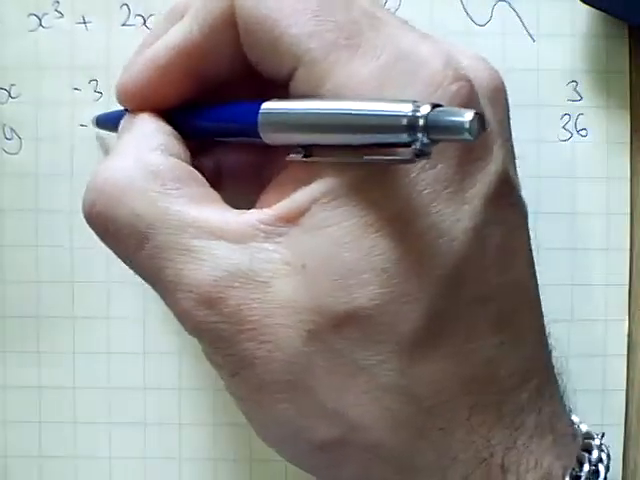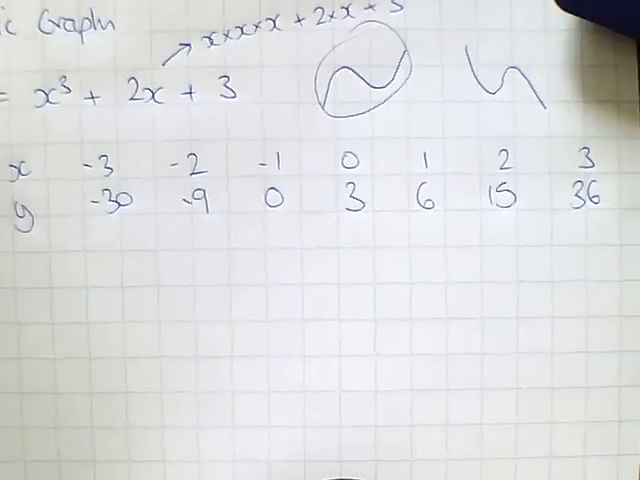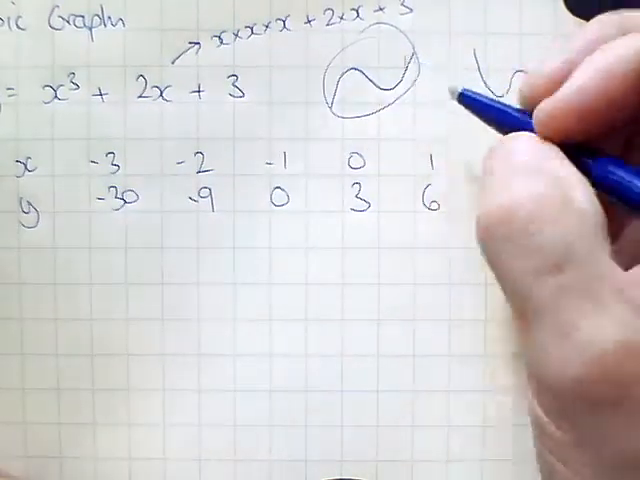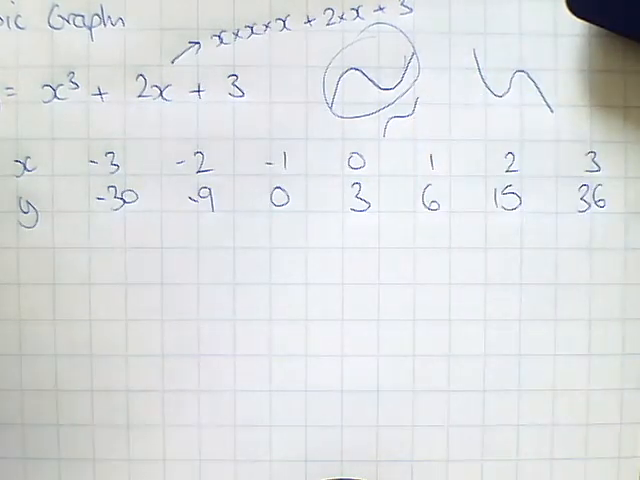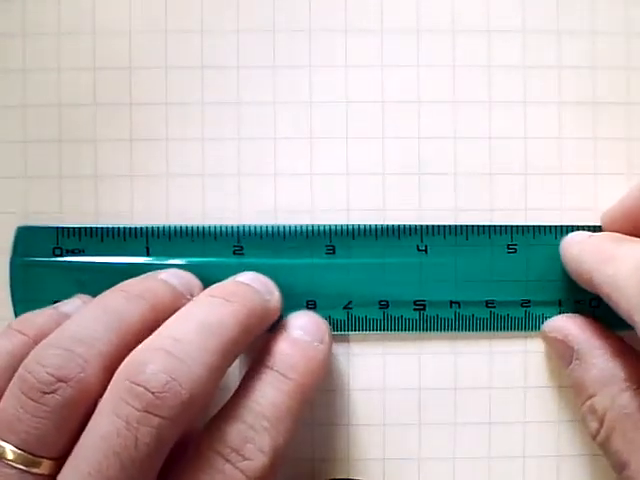me minus 30. Now actually what you'll find is with this graph, with what we've just drawn, this hump bit here has kind of disappeared and it's done this. That's absolutely fine. So let's get on with drawing our axes. So we're going to need to give ourselves a bit of space. We need x to go from minus 3 to 3.